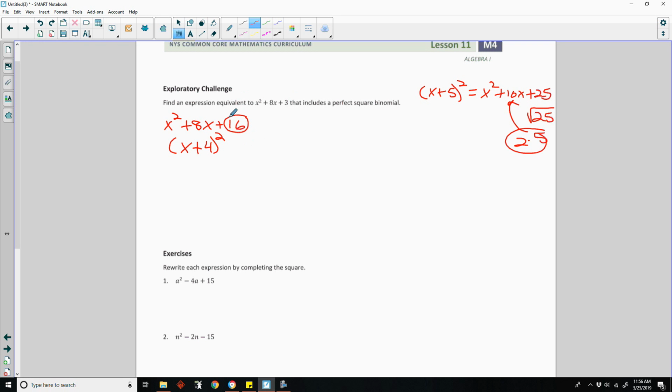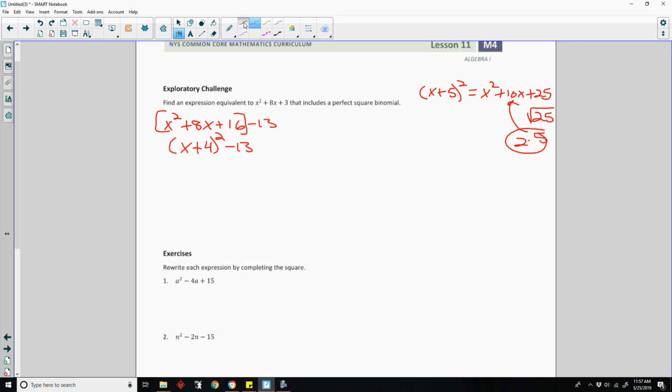I have to subtract 13. So actually it'd be x squared plus 8x plus 16 minus 13, which would be x squared plus 8x plus 3. So if this piece here equals this piece here, we also have to put minus 13 here to make it a perfect square, or an expression equivalent to this using a perfect square. Okay, so we'll get some practice here doing this.